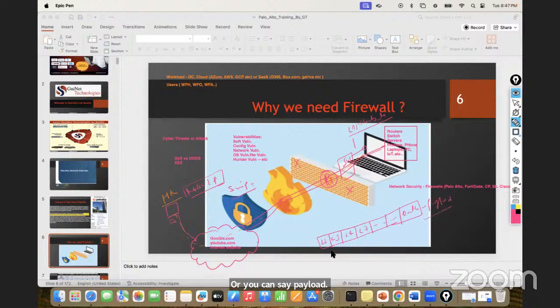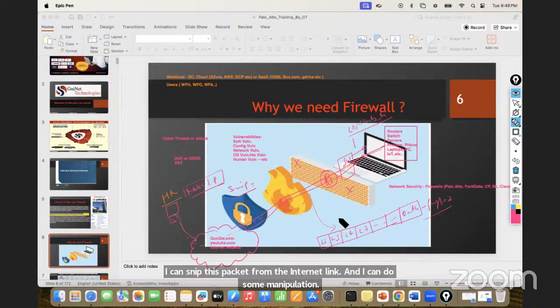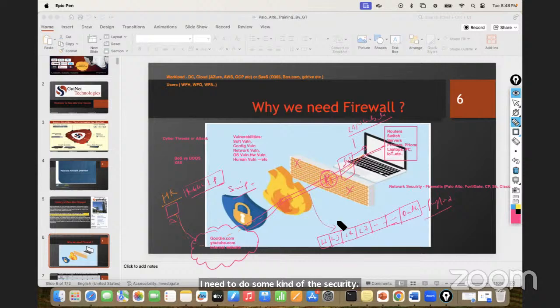So every detail is here, and if I am a sophisticated hacker with very good hacking knowledge, I can interpret the packets. I can sniff this packet from the internet link and do some manipulation. So to protect against that, I need to make some kind of security arrangement. And that's why we need firewalls, which are going to help protect all kinds of your network. Whether it's a router, switch, server, printer, or laptop, whatever is communicating on the internet, the protection is going to be in place.